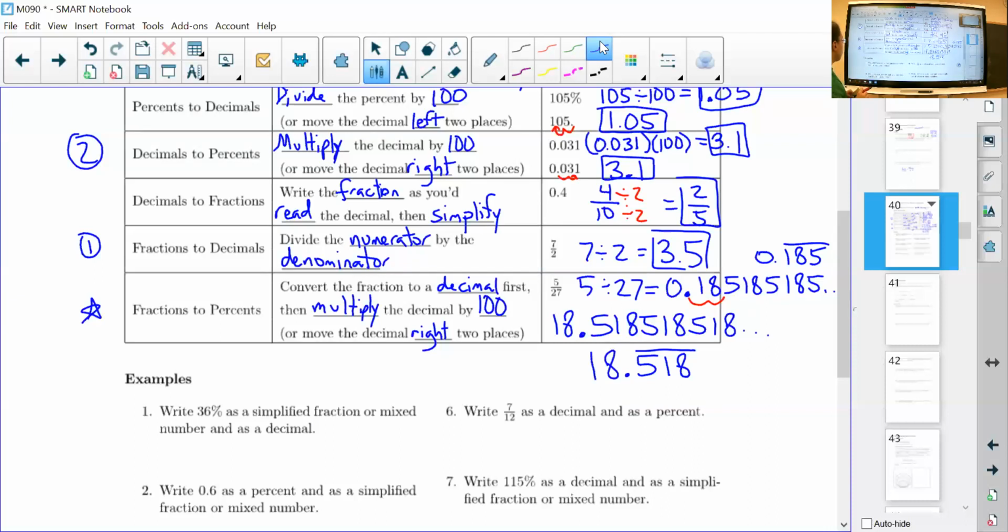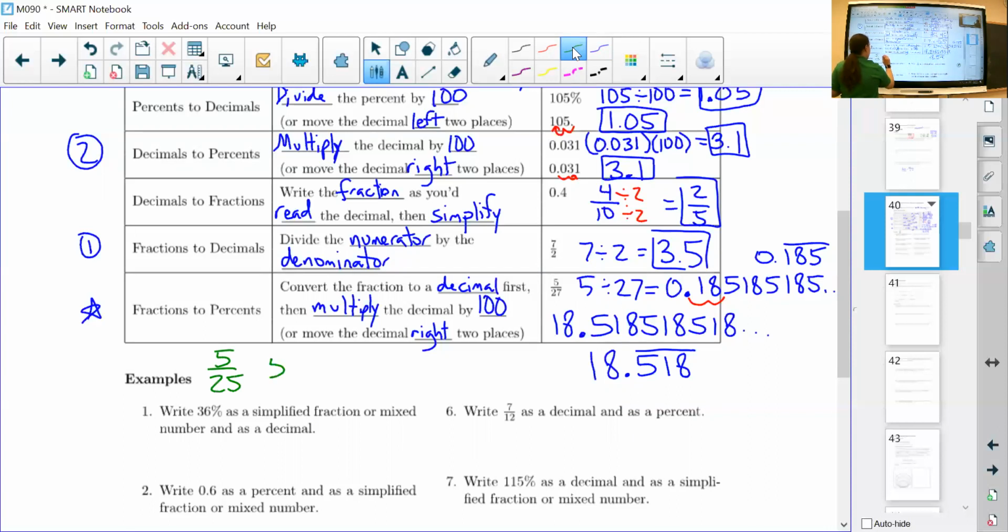Okay, so fractions to percents, that one is basically turn it to a decimal and then turn the decimal to a percent. This one was a little harder than most because we had that repeating decimal. If we had done something a little simpler, like 5 divided by 25, that would have been easier. And just for completion, let's do that.